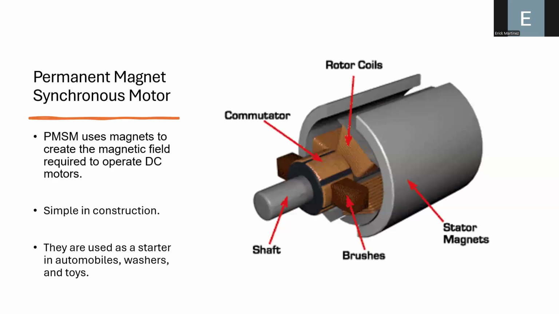Okay. And basically the characteristic of this permanent magnet DC motor is that we are placing magnets in the stator. And one of their advantages is that they are very simple in construction and they are typically used as starters of automobiles, washers, and also toys.